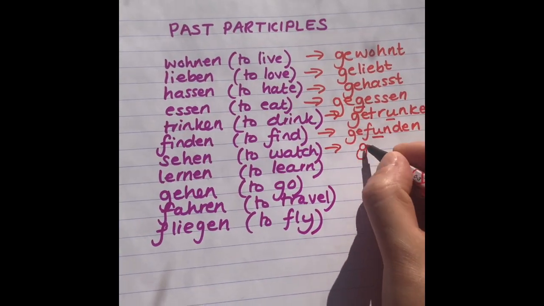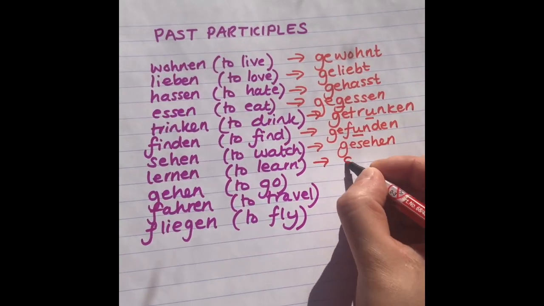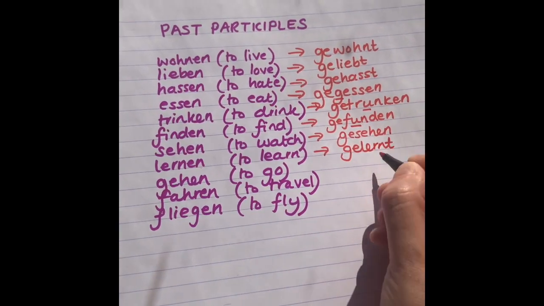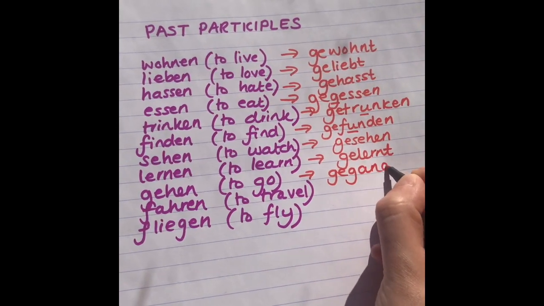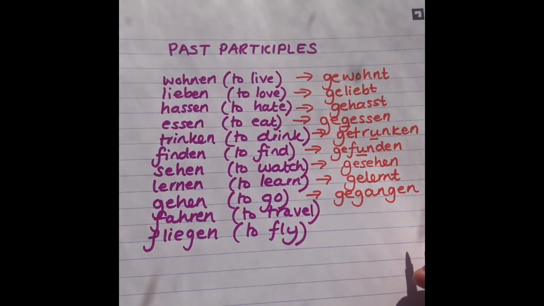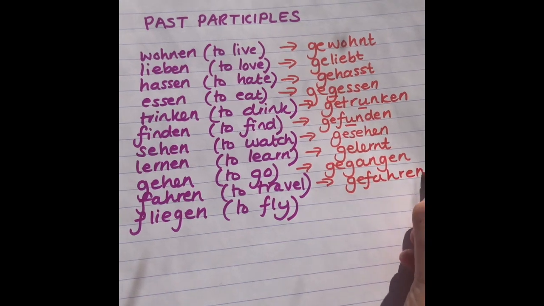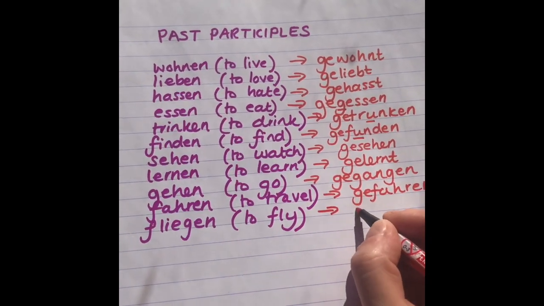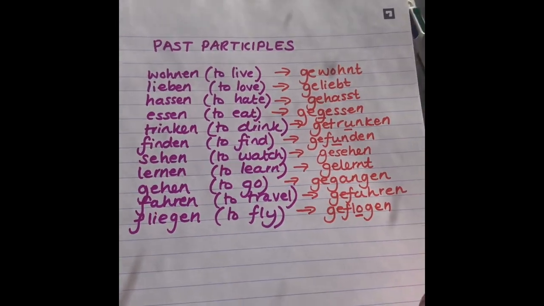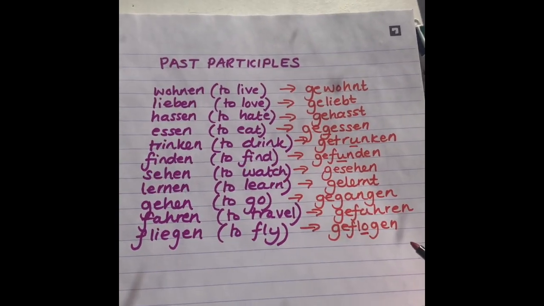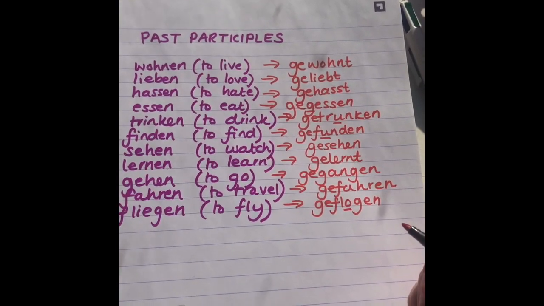Sehen, gesehen, lernen, gelernt, gehen, gegangen. That's a very irregular one, that one. Fahren, gefahren. And fliegen, to fly, becomes geflogen. So you have to put an O in the middle of that one. Okay, so you need to take a note of these in your book now, please. You might want to pause the video.